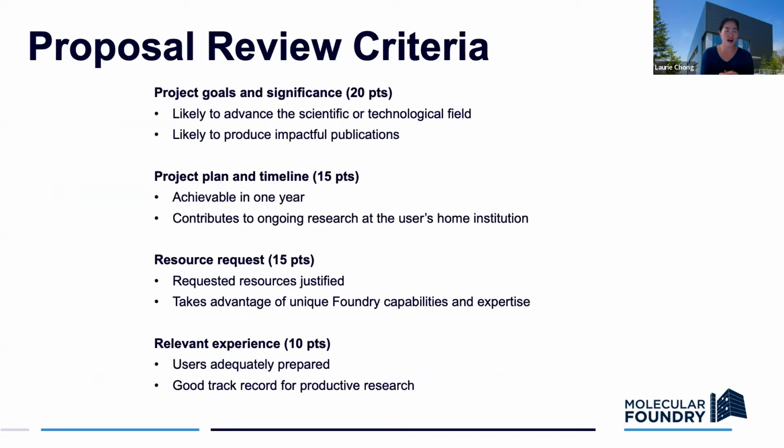All right, so the proposal criteria. From each of these main bullets, the project goals, we want to know how likely it is that your work is going to advance the field. How likely is it to produce impactful publications? From the project plan, we're mostly concerned about scope. Can you actually do what you're proposing within 1 year? Is it contributing to ongoing research at your institution? These types of things. As for the resources you're requesting, are you going to be asking for a large amount of time on a very key instrument that's very popular?